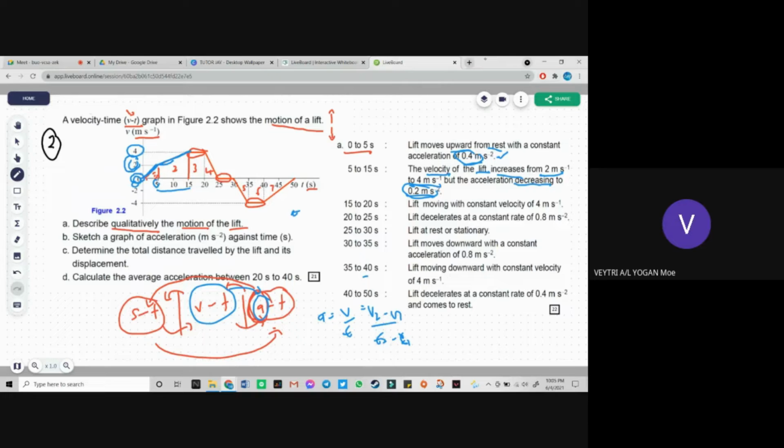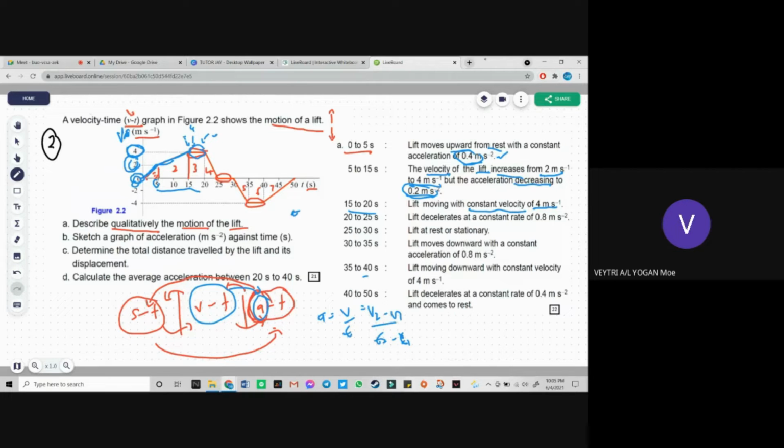Now let's move on to 15 to 20 seconds. What happened? You can see here it's constant. It doesn't mean it's at rest. Here, it's not displacement, this is velocity. So when the velocity is 4 at 15 seconds, it's 4 at 16 seconds, and 4 at 20 seconds. It stays at 4 meter per second, not 0 meter per second, which means the lift is actually moving, but at a constant velocity of 4 meter per second. That's the meaning of this graph.